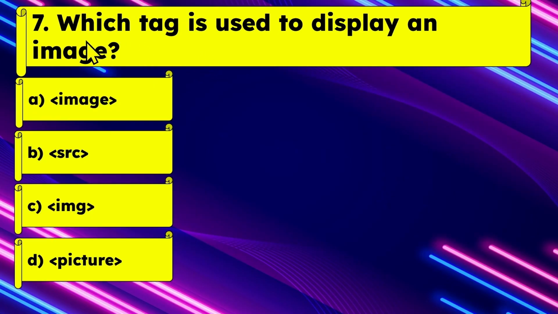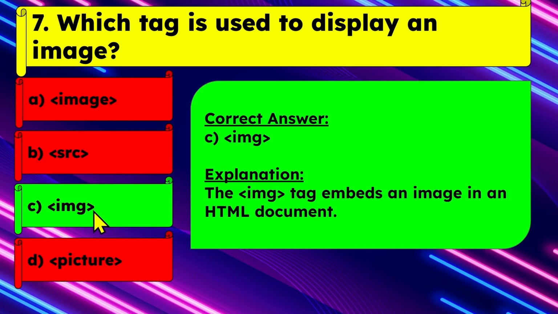Next question is, which tag is used to display an image? Option A, image tag. Option B, src tag. Option C, img tag. Or option D, picture tag. So here the correct answer will be img tag. As you can see, the img tag embeds an image in an HTML document. So in order to use an image, you have to use img tag.